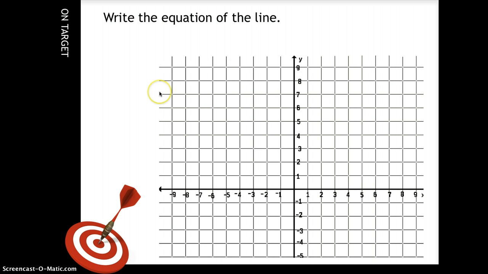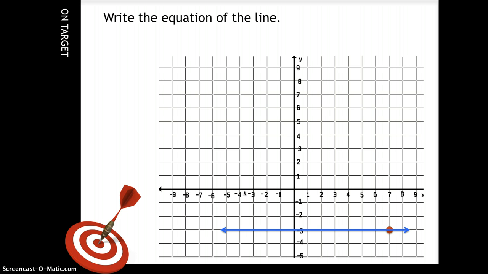Again, write the equation of the line. Let's look at the line. The line given to you is a horizontal line, parallel to the x-axis. This is your x-axis. If it's parallel to the x-axis and it's a horizontal line, that means your equation begins with y equals. This is the second example. I'm not going to name 6 points, only 3.